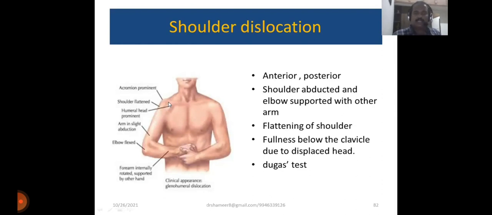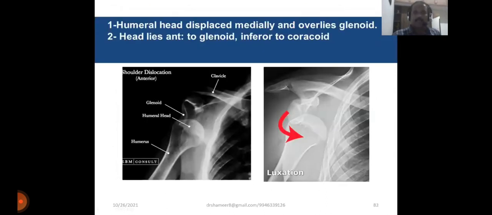You have to write X-ray shoulder if the patient is having a definite history of fall. In case of a recurrent shoulder dislocation, you reduce it first. After that, you have to take an X-ray. Okay. In case of a shoulder dislocation, there will be anterior dislocation in 85 to 95%, antero-inferior dislocation.